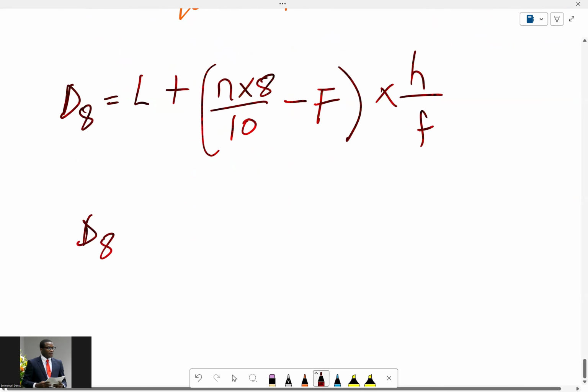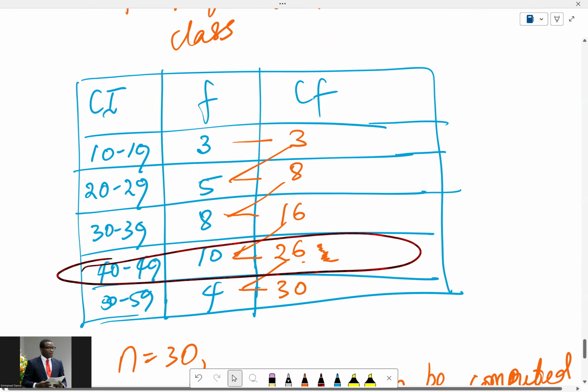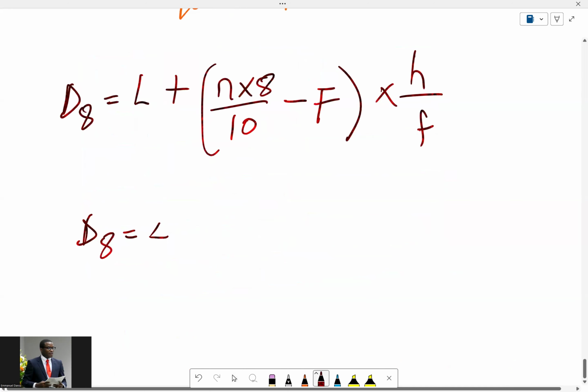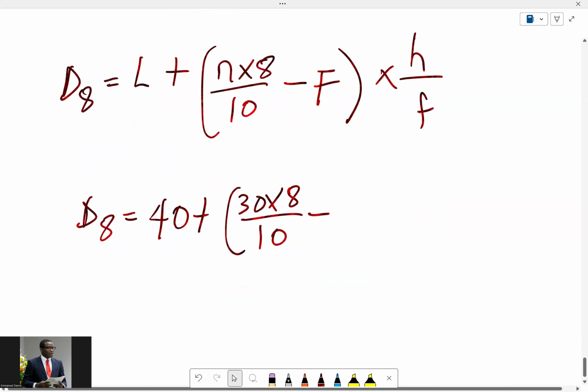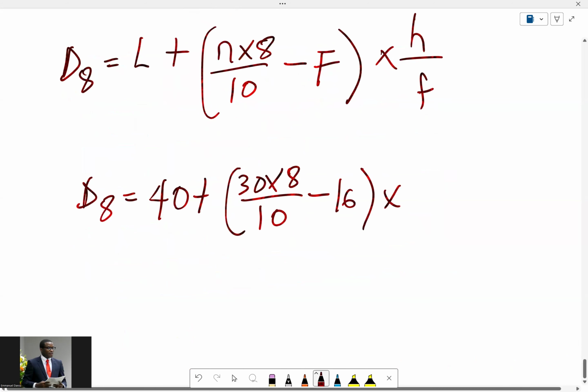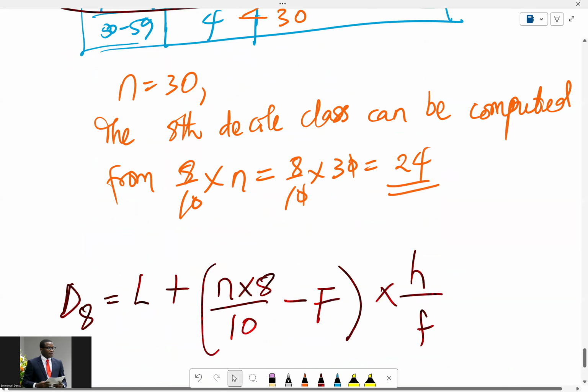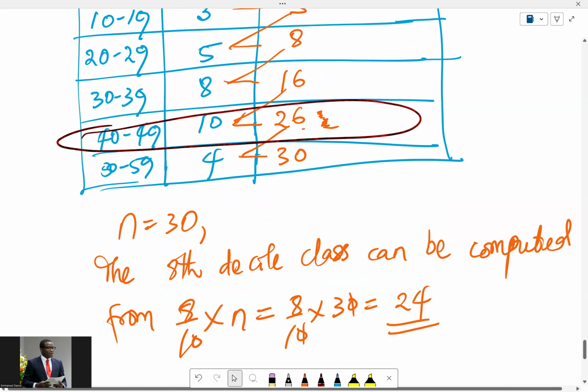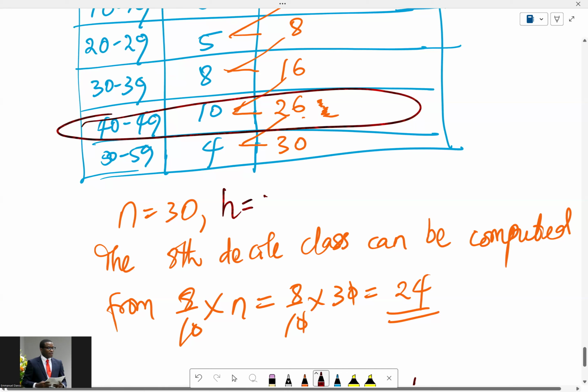So it means that D8 is equal to the lower boundary of the 8th decile class, which is 40, plus N, which is 30, times 8 over 10, minus the cumulative frequency before that class, which is 16. It doesn't always have to be like this. Just follow the data. Most times the group with the biggest frequency would most likely fall into the same range. So the class width is 9, if you like 19 minus 10 or 29 minus 20, that's 9.